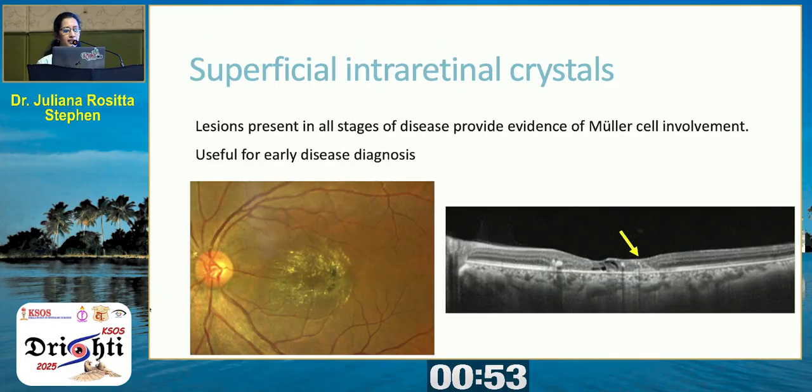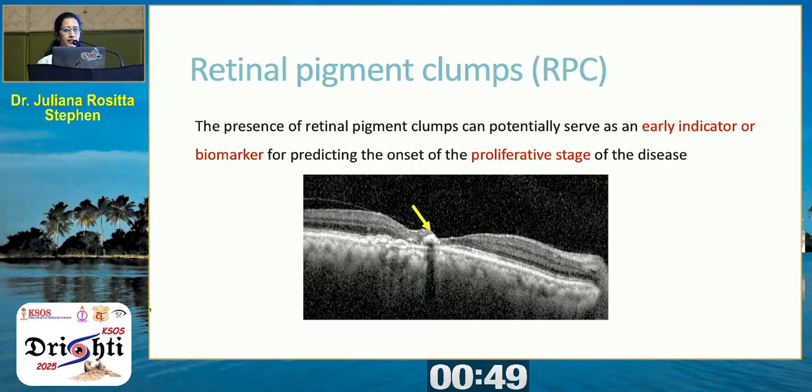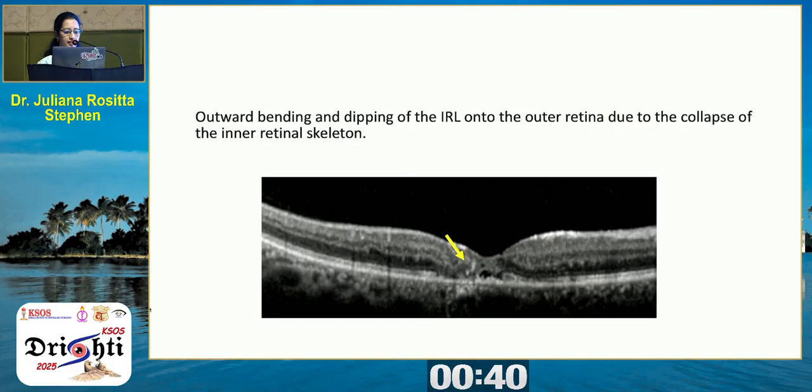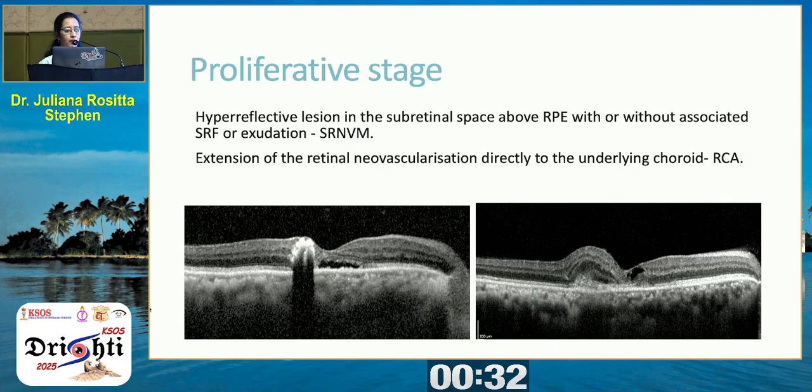Superficial intraretinal crystals may be present in all stages of the disease. And a very important biomarker is the presence of retinal pigment clumps, which may be an early indicator to predict the onset of the proliferative stage of the disease. So outward bending and dipping of inner retinal layers to the outer retina occurs due to the collapsing of the inner retinal skeleton. Proliferative stage is the appearance of hyperreflective lesion in the subretinal space, and it can also extend to the underlying choroid.